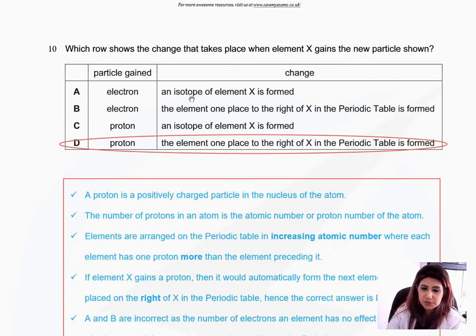Here it says isotope, so that's wrong. Element, the element one placed to the right. So it's trying to say that it's changing position in the periodic table. That's the proton number, because when you change the proton number, you move on to another element. But here, we're changing the electron and saying this, so that's wrong. Proton, no, proton is the same, because when you talk about isotopes, it's only the neutron that changes.